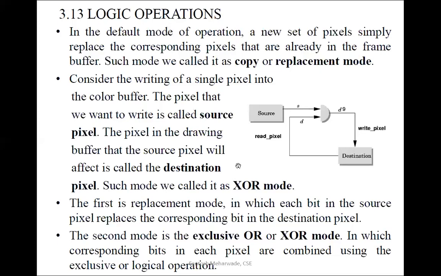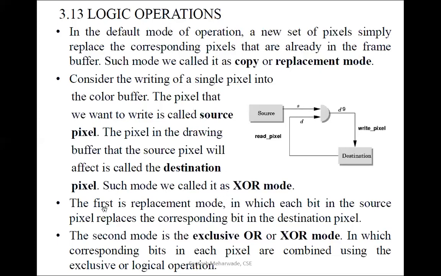As we know, XOR is nothing but a mod 2 operation, in which when two bits are the same, we always get 0. If two bits are different, then we always get 1. So if you assume that the source is 0 and the destination is also 0, we will get 0 only. Similarly, if it is 1 and it is also 1, we will get 0. If the bits are different, then we will get a 1.